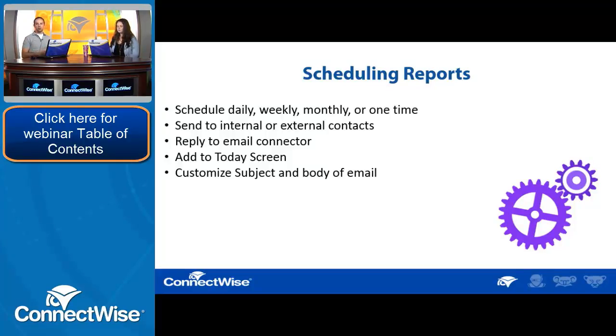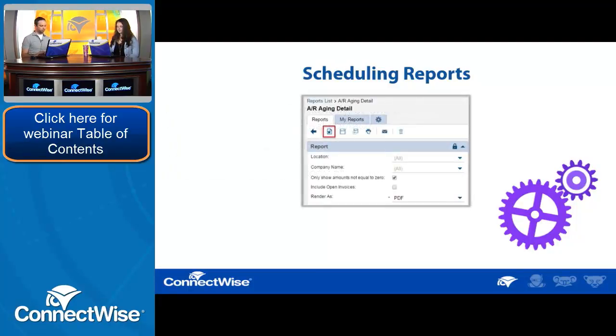So if we're sending out an agreement recon report, we're going to want that to come back to the billing email connector if they have an issue with some of the time they got charged on that agreement. And you can even add quick links to your ConnectWise Today screen. So if it's a report that you want to be able to pull on demand, you could add that to your Today screen to see. And finally, you have the ability to customize the subject and the body of the email that you're sending.